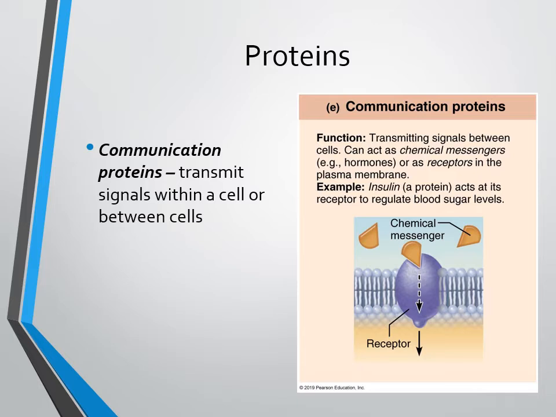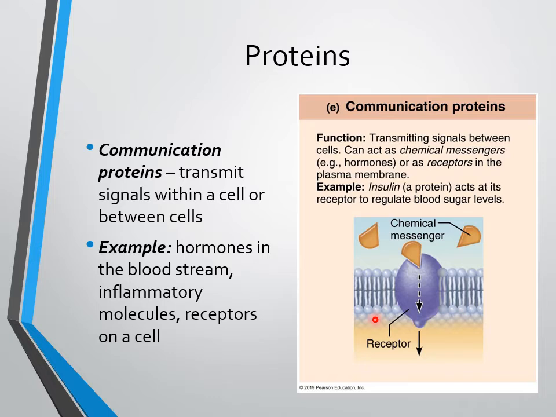And then we have communication proteins. So you have these receptors right here that have chemical messengers that come in. One example is insulin, and that helps regulate your blood sugar, your hormones in the bloodstream. They'll have these receptors as well to notify the cells.